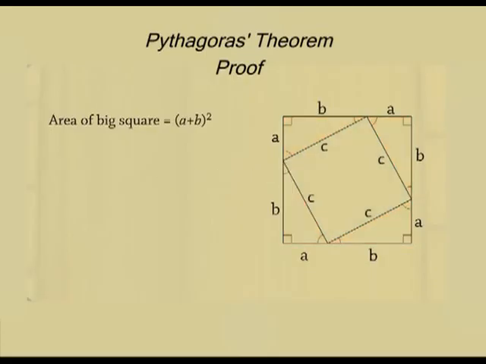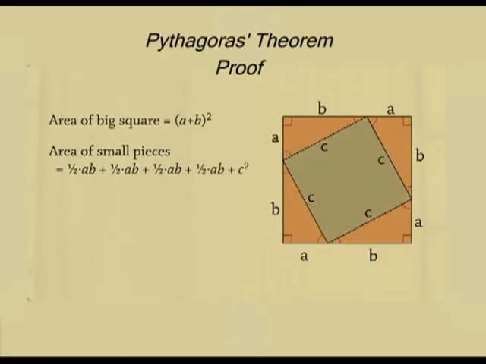So if we add up the area of the 4 triangles and the small square, we get a half a times b plus a half a times b plus a half a times b plus a half a times b plus c squared. Collecting the like terms, this is equal to 2ab plus c squared. Right. Now we computed the area of this square in 2 different ways. And both ways should give us the same answer because they measure the size of the same square. And so a plus b squared should be equal to 2ab plus c squared.